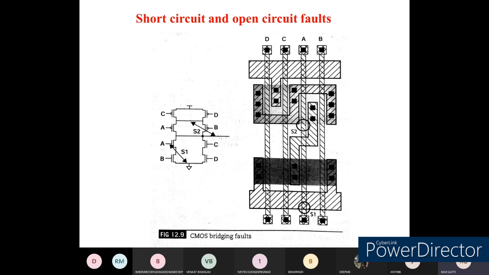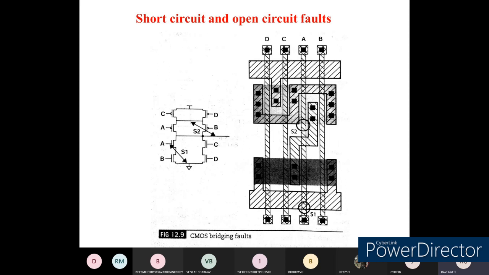You can see here the shorting of two terminals. It may be gate to gate, it may be drain to drain for the PMOS, or the same thing for the NMOS also. It may be a drain to drain connection, or a source to source connection. Such a mechanism we call a short, or a bridge fault, as you can see in the diagram. Here the short S1 will result in a stuck-at-0 fault at the input terminal.